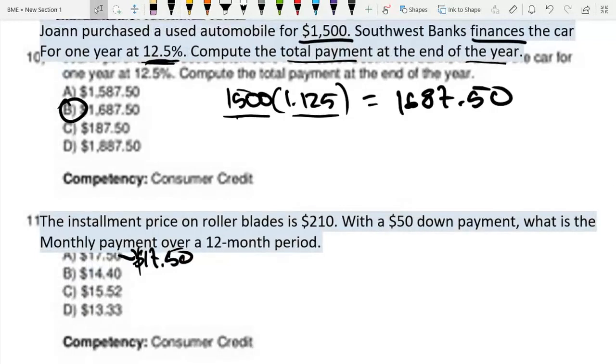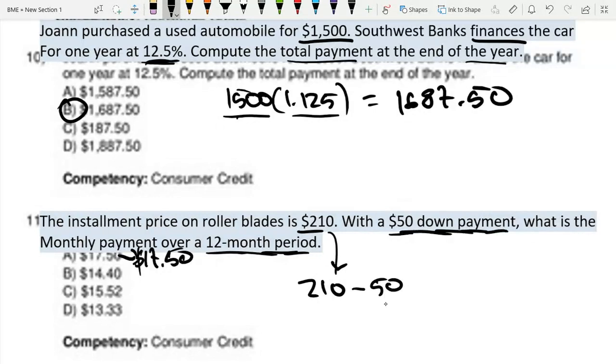The installment price on roller blades is $210 with a $50 down payment. What is the monthly payment over a 12-month period? So we have an installment price, originally $210. We already pay off $50, which leaves $160. Now we have to pay back this over a 12-month period. We can assume no interest because no interest has been mentioned. So 160 over 12 equals 13.3 repeating, and that is option D.